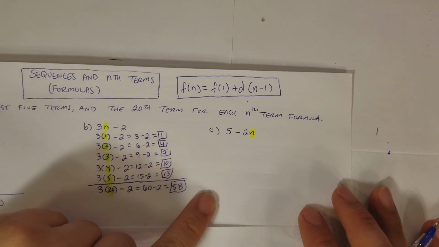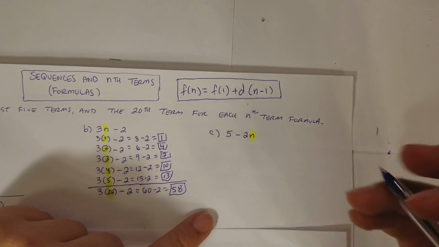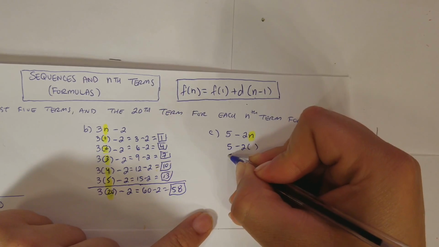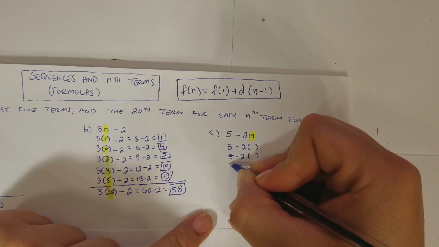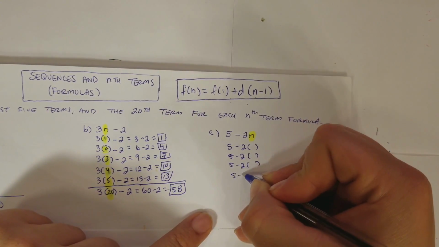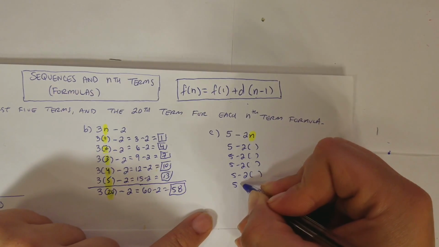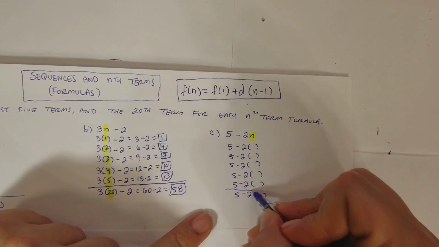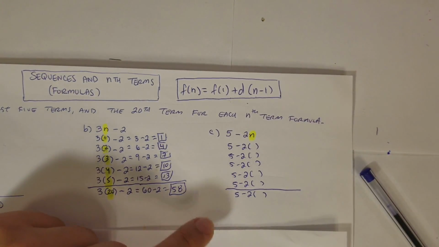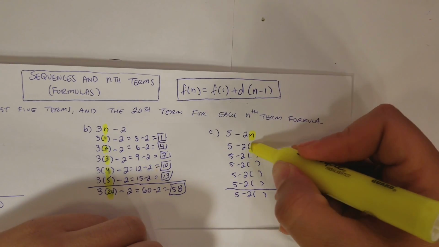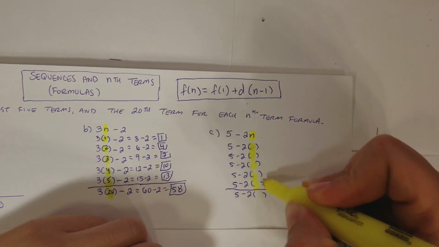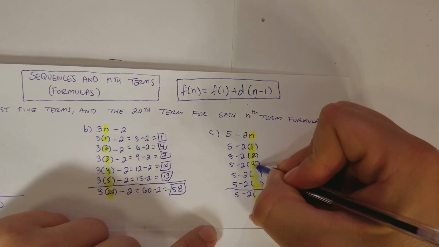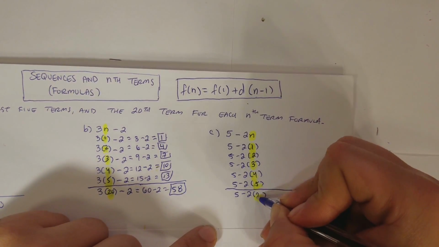Let's do it one more time just to be sure you got it. Same idea here, except that now the formula is different. It's going to be 5 minus 2 times 1, 5 minus 2 times 2, 5 minus 2 times 3, 5 minus 2 times 4, 5 minus 2 times 5, and then 5 minus 2 times 20. That's the odd one out there, the one that's out of order. So let's plug in the numbers that we're supposed to plug in and simplify. So this will be 1, 2, 3, 4, 5, and 20.